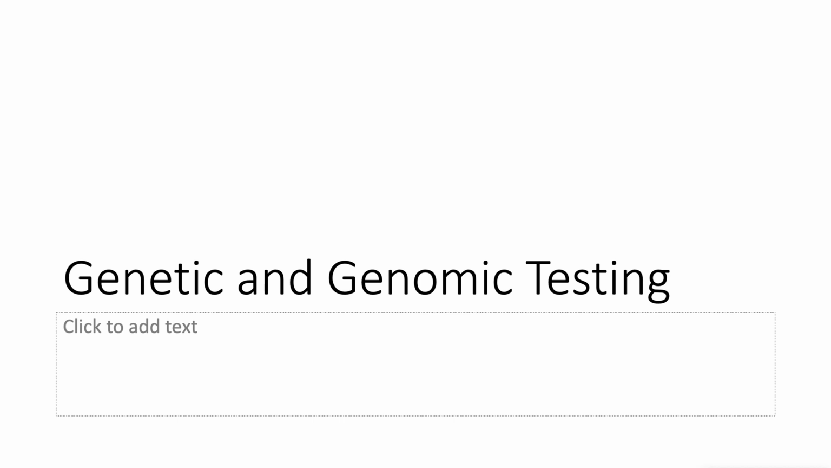We're going to move now to talk about genetic and genomic testing. First, I would just say the Human Genome Project was an international scientific research project with the goal of determining the base pairs that make up the human DNA and of identifying, mapping, and sequencing all of the genes of the human genome from both a physical and functional standpoint. It started in 1990 and it was completed in 2003.